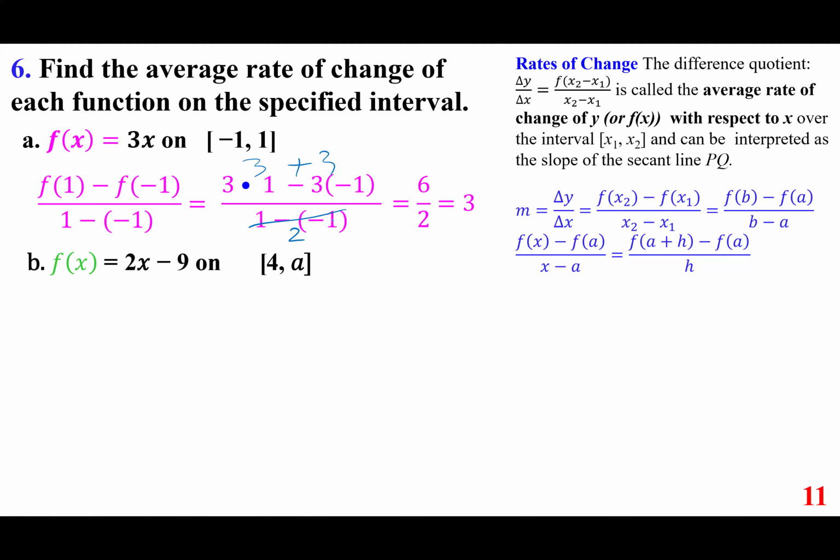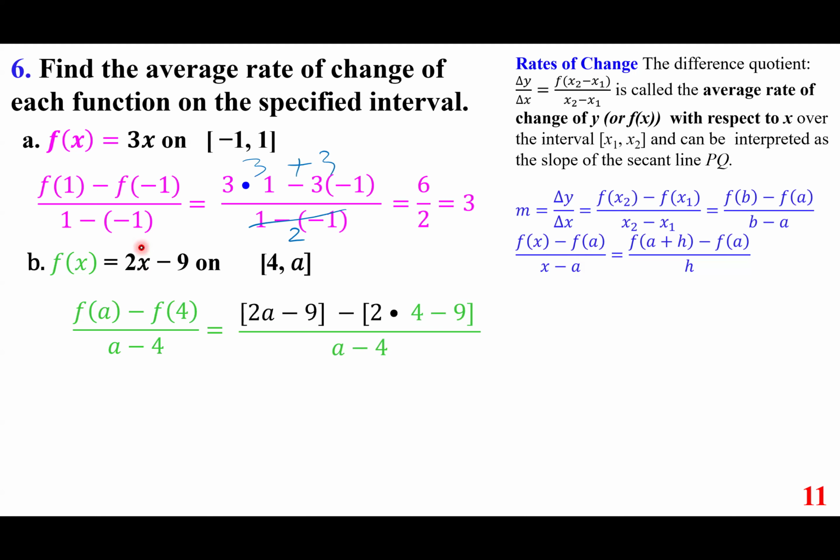What about this one? f of x is given as 2x minus 9 from 4 to a. So we want f of a minus f of 4 over a minus 4, according to the rate of change. So what is f of a? 2a minus 9. What is f of 4? 2 times 4 minus 9. And so you simplify these.